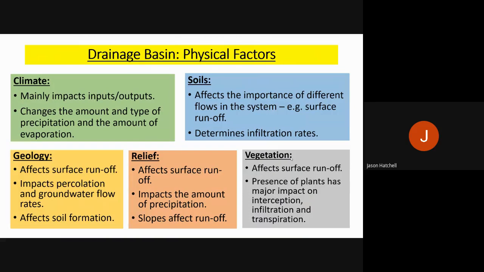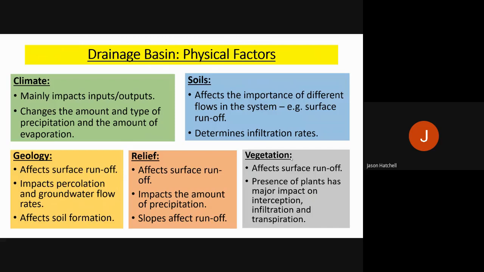Okay, very different now. Let's go on to the water cycle and talk about drainage basins and the physical factors that make up drainage basins. So there are 5. Climate mainly impacts the inputs into the drainage basin and what comes out of it, rainfall, for example. Changes in the type of precipitation or the amount of evaporation taking place.